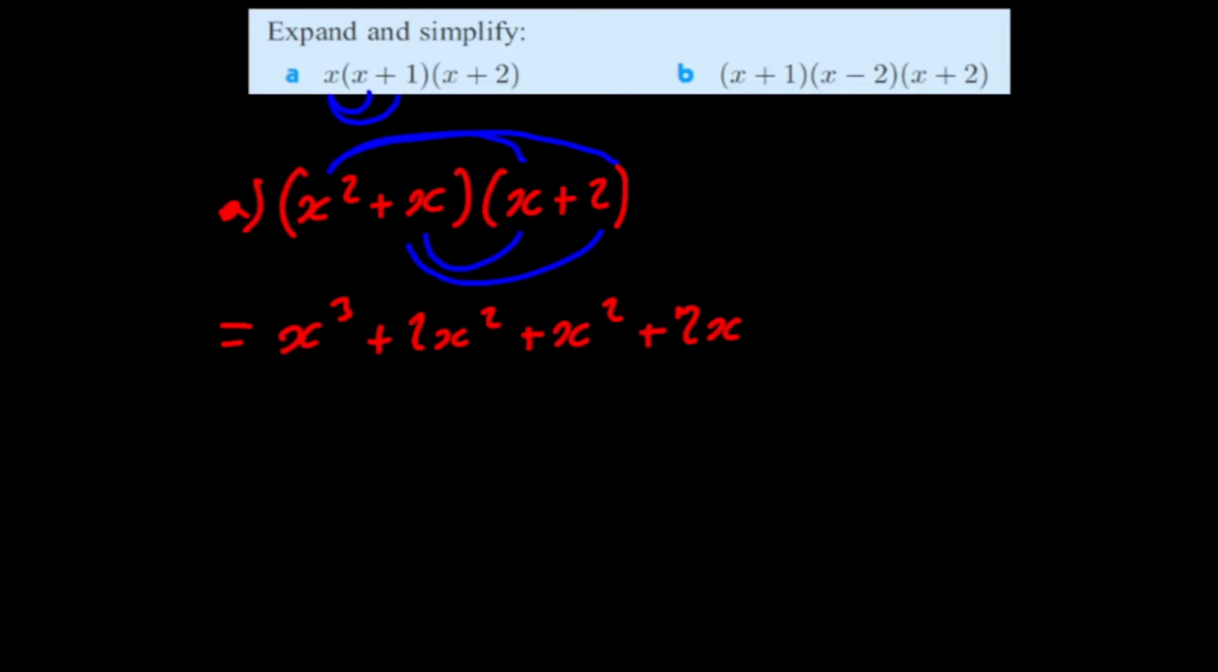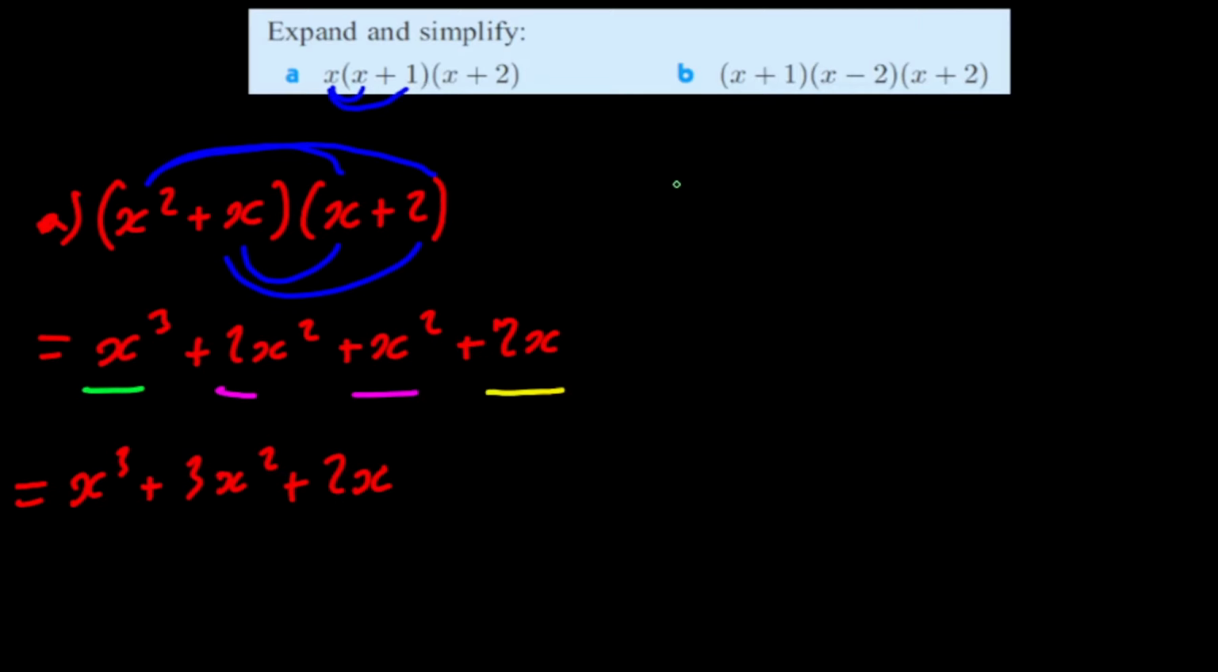And then we search for the like terms. We have x³, 2x² and x², and finally plus 2x. So this gets simplified as x³, and then 2x² plus x² gives us plus 3x² and plus 2x. Let me move it to the side and we'll solve b now. Now let's solve b. So for b we have (x+1)(x-2)(x+2).